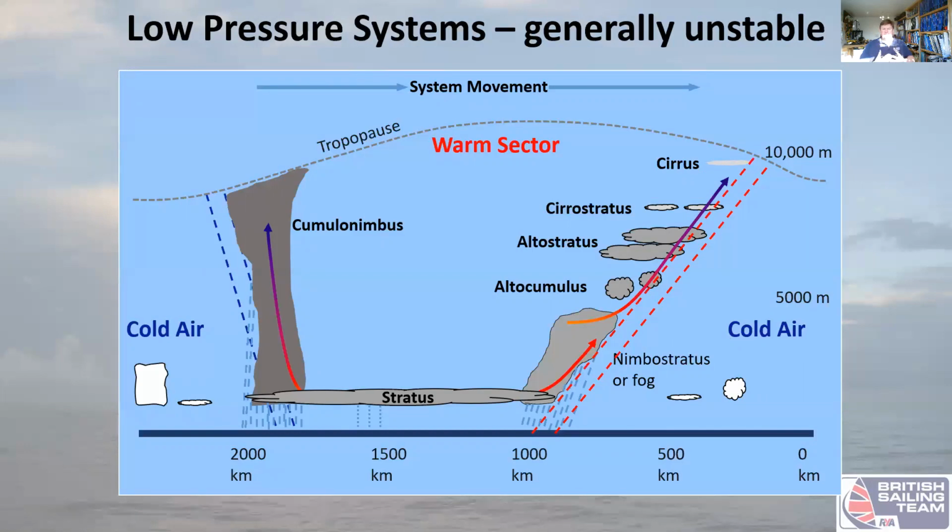Basically, clouds are a really good indicator of instability, because all a cloud is, it's a collection of water droplets held up by air going upwards underneath it. That's how they work. So the bigger the cloud is, the more air you've got going up underneath it, and basically the more unstable things are.